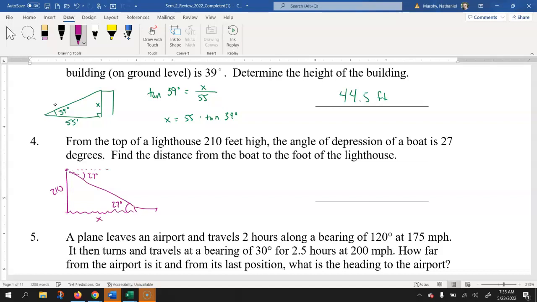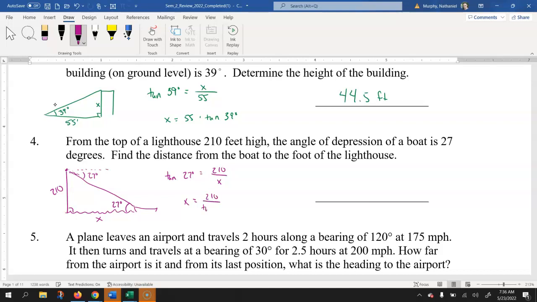We're trying to find the distance the boat is from the lighthouse. So again, this would be a right triangle. And we'd have to use a tangent again. So remember, tangent is the opposite over the adjacent. So it'd be 210 over the adjacent leg, which is x. So remember, the long way to do this would be to multiply both sides by x and divide by tangent of 27 degrees. Otherwise, remember we could just switch these two.